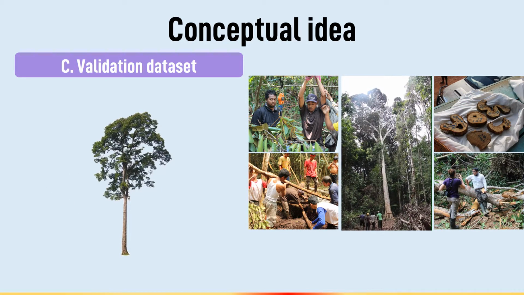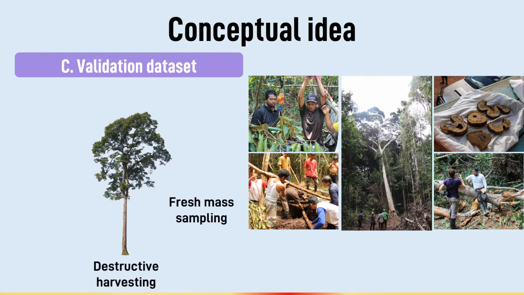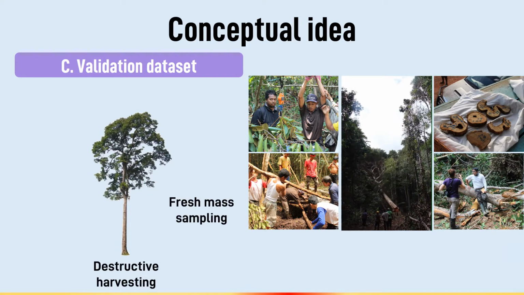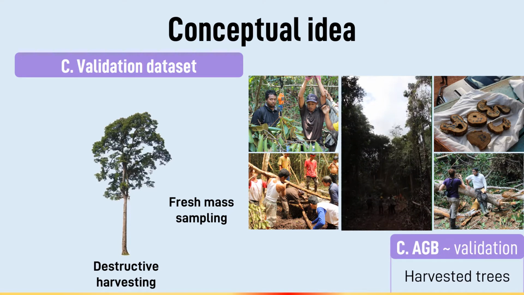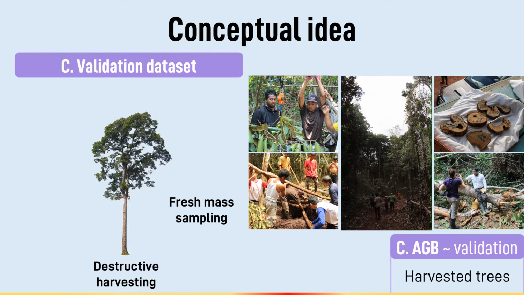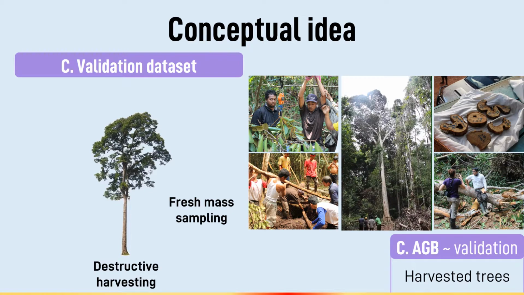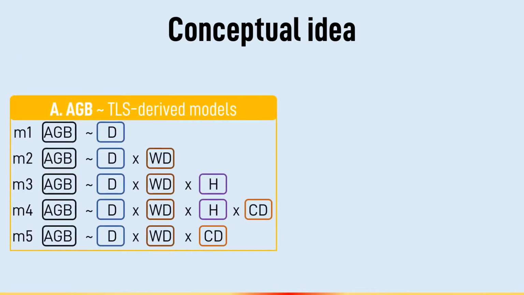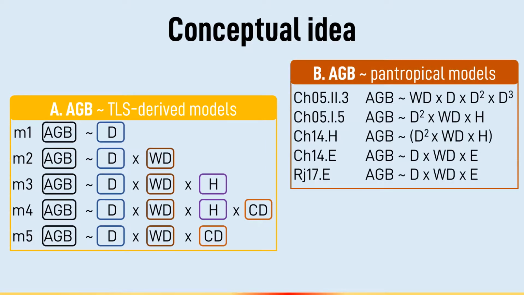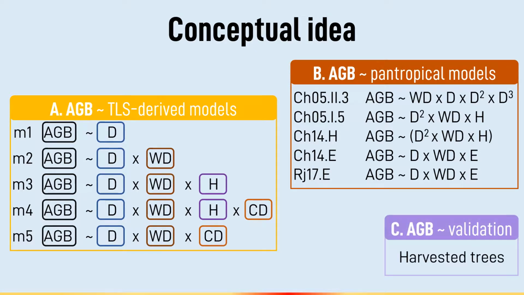The validation dataset involves the harvesting of trees using destructive harvesting and the fresh mass sampling. This becomes our reference dataset. Finally, we compare the first component, the TLS-derived allometric models, and the pantropical allometric models against the validation dataset, which is the harvested trees.